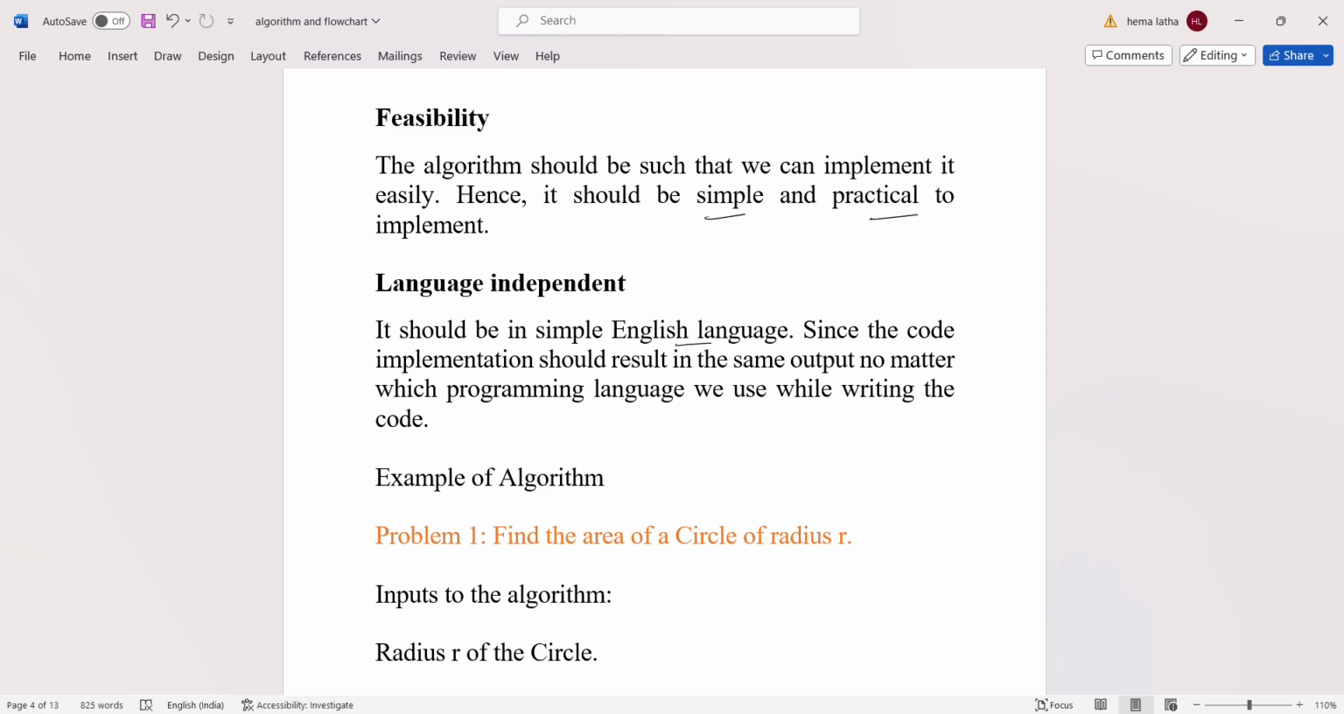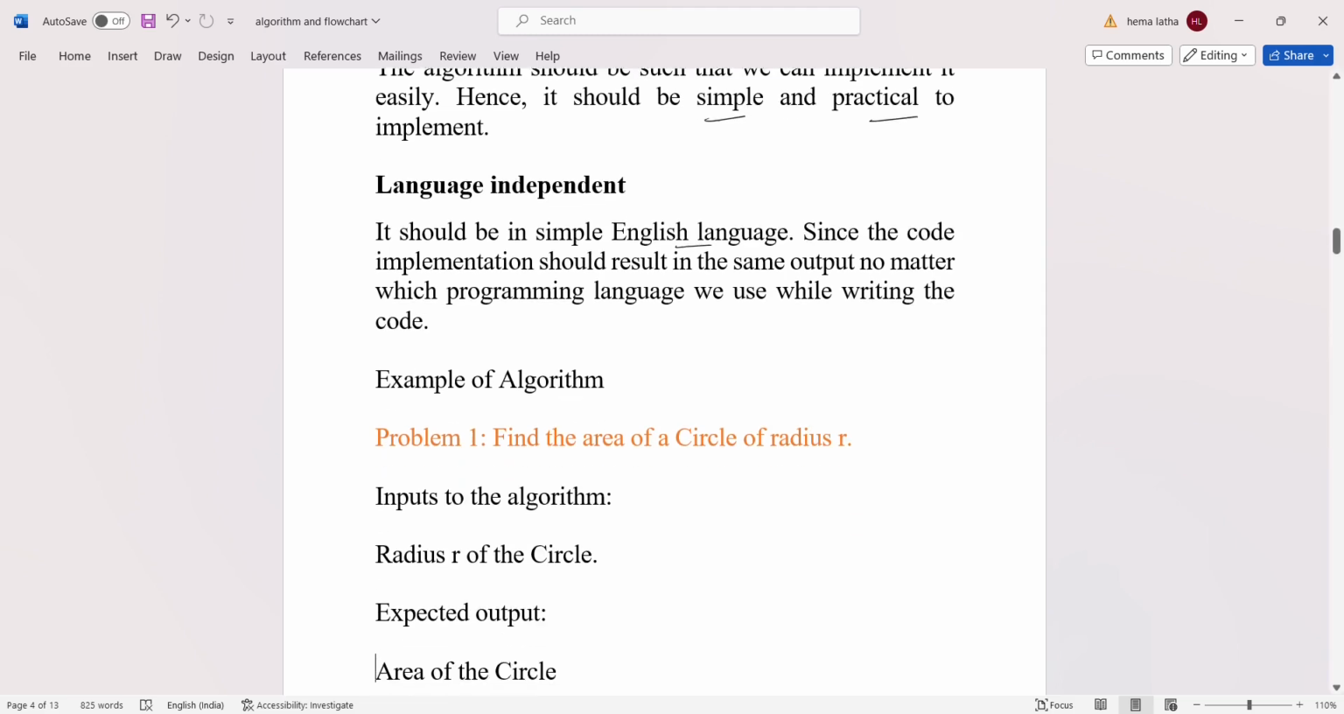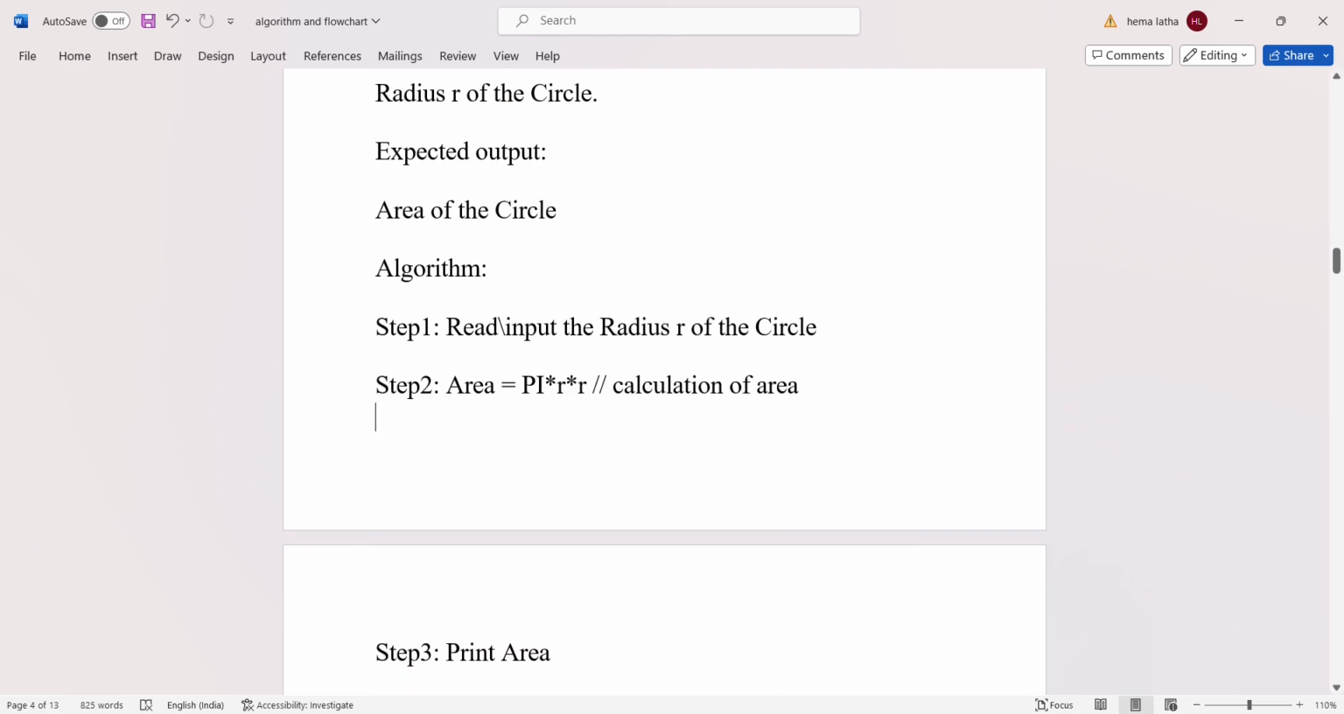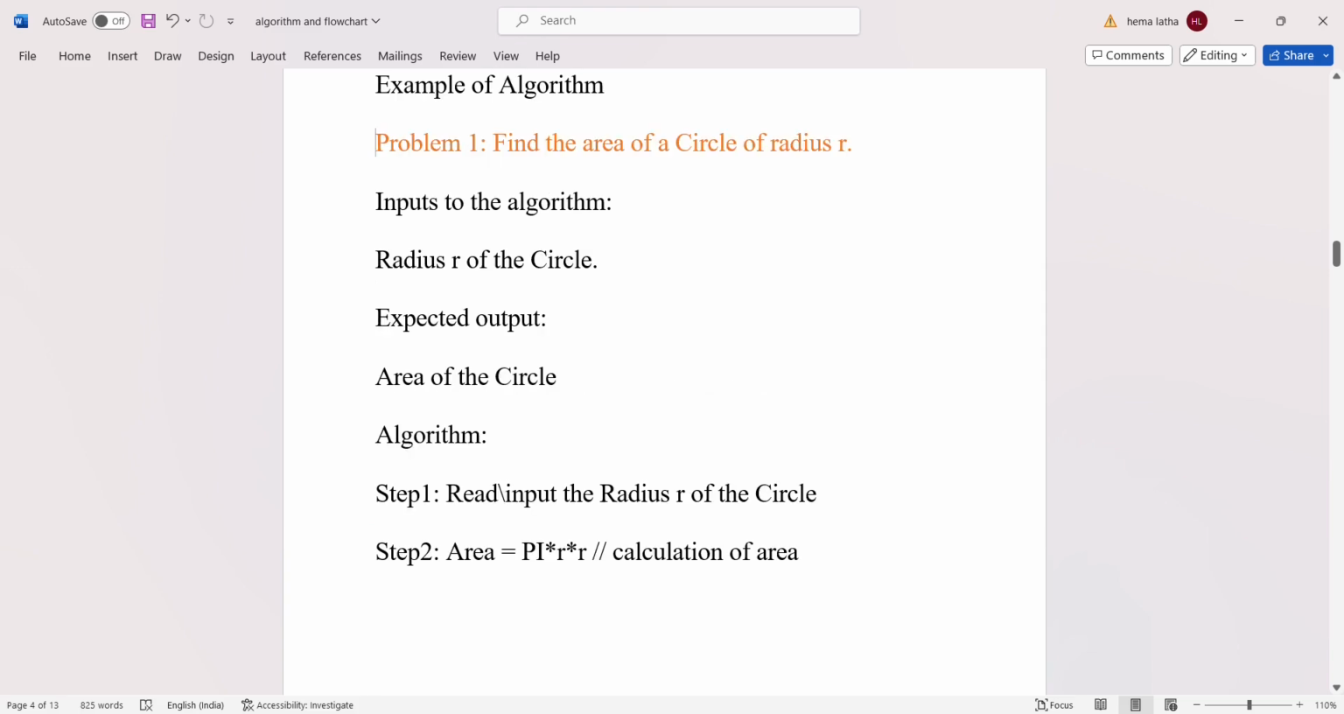Here I have given certain examples of the algorithm. First problem is to find the area of a circle of radius r. What is the input? We have to give the radius of the circle and the output will be the area. First we are understanding the input and output, and in what way we can write it in the algorithm.